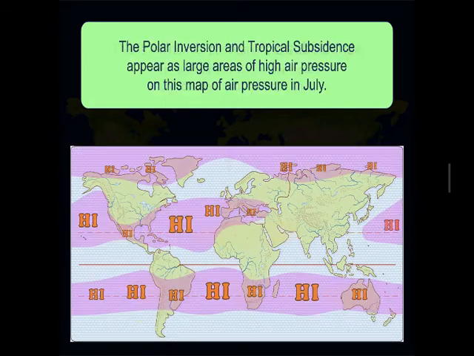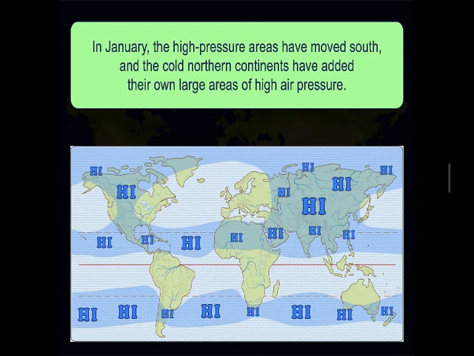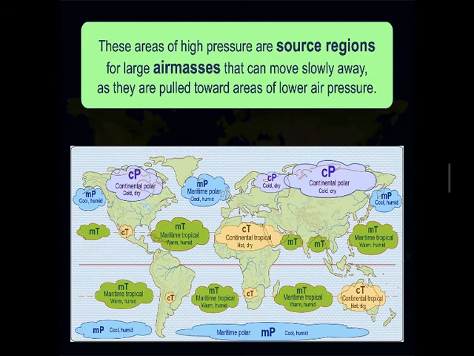The polar inversion and tropical subsidence appear as large areas of high pressure on this map of air pressure in July. In January, the high pressure areas have moved south and the cold northern continents have added their own large areas of high air pressure. These areas of high pressure are source regions for large air masses that can move slowly away as they are pulled towards areas of lower air pressure.